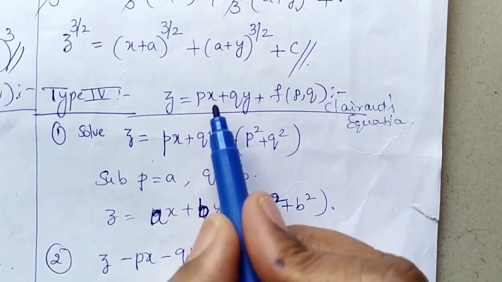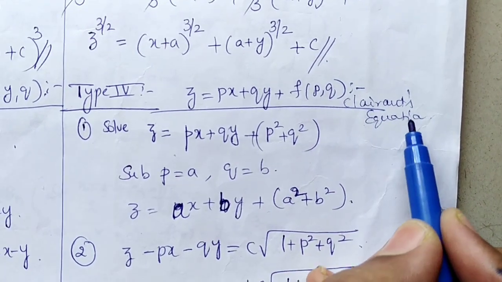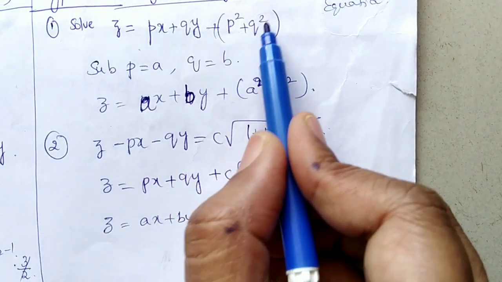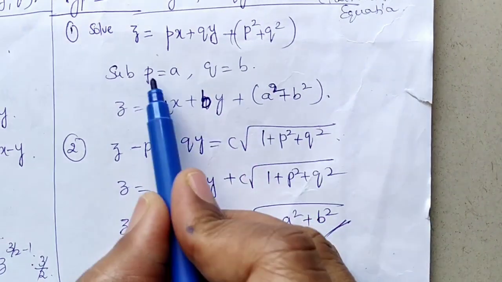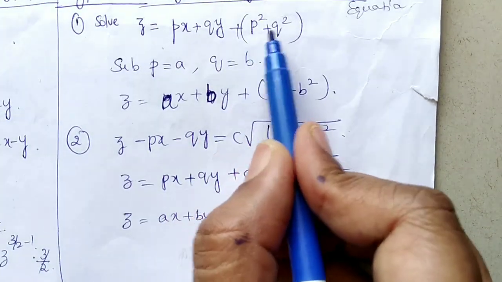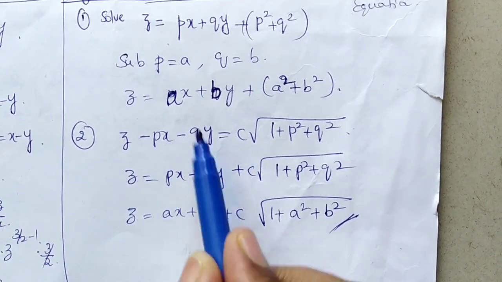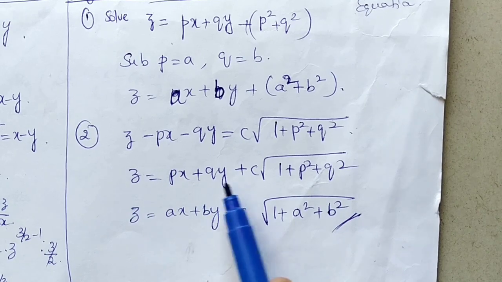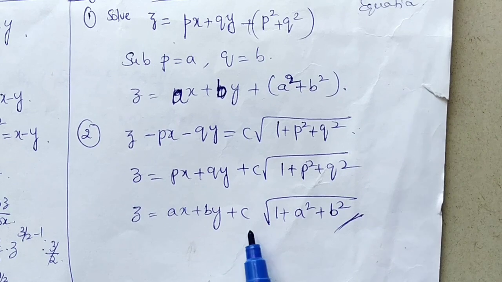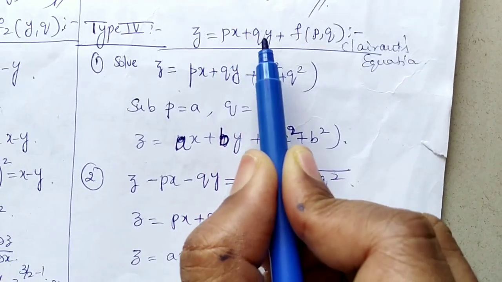So type 4 means z equal to px plus qy plus function of p comma q. It's a Clairaut's equation. Very simple questions we have in this type. If you observe, px plus qy is already there in the standard form. Just substitute p equal to a, q equal to b. You will get ax plus by plus a square plus b square. That's it, the solution. One more question: if you observe, send minus px minus qy to that side. You will get px plus qy plus c into square root. Substitute p is a, q is b: ax plus by plus c into square. This is the required solution.